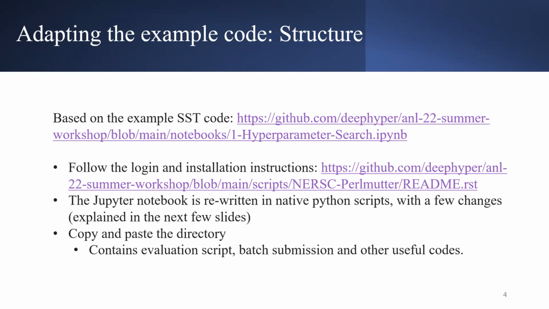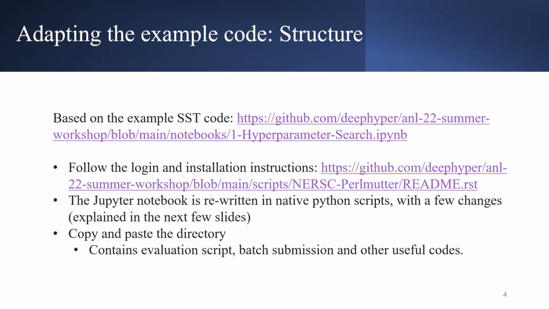For this example and all the other supercomputing examples, we're going to use the same code that was shown in the beginning. That's a hyperparameter search for the sea surface temperature, and you saw the notebook before. What changes is that we rewrote that code as a native Python script with some changes that add functionality or convenience. Specifically for Perlmutter, the login instructions and the installation instructions are given in the README file. I would recommend you go through the GitHub page and check out all the instructions there.